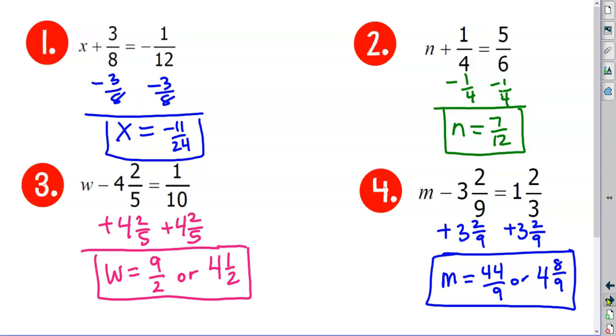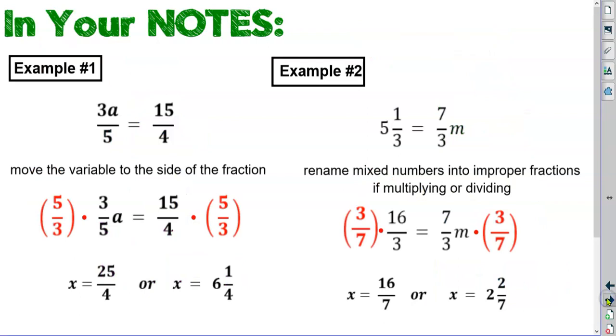Now, what we just modeled in this video showed you how to add or subtract to isolate your variable. But what if your fraction is not a constant? What if it's a coefficient? Say like these 2 examples here. Pause the video now and take a look at these 2 examples that I provided in your notes.